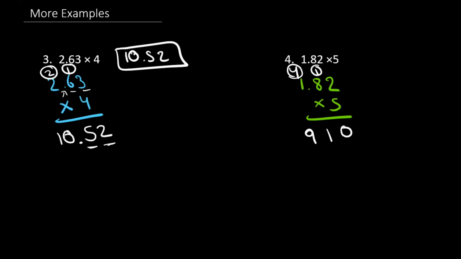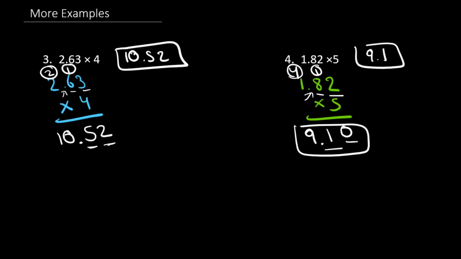Now we'll ask the exact same question. The decimal point is over here. How many digits are there after the decimal point? Well, I see 2, so our decimal point will be before the two numbers. So our answer for the fourth question will be 9.1. You could write 9.10, but then 0 has no value, so it's better to write 9.1.